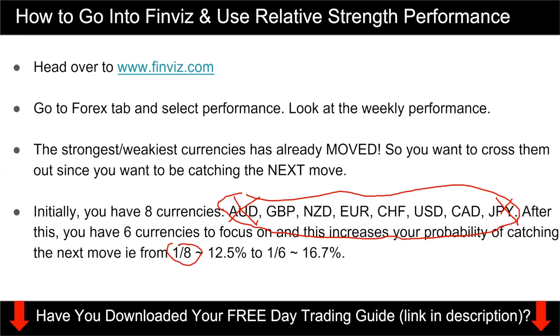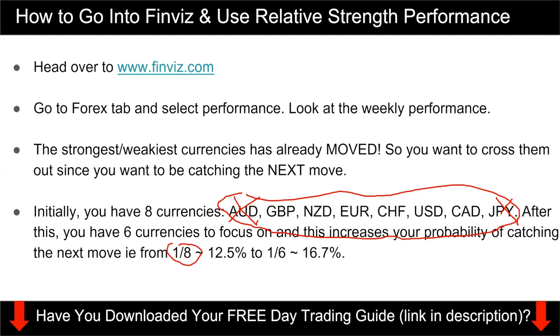I'm just saying that if you were to not even apply any form of technical analysis, you will still get about 16.7% win rate. Meaning that even if you anyhow trade, you don't even look at the charts, you just anyhow guess, there is still a much higher probability of getting it right if you were to do this step alone, which is basically eliminating 8 currencies to 6 currency pairs.